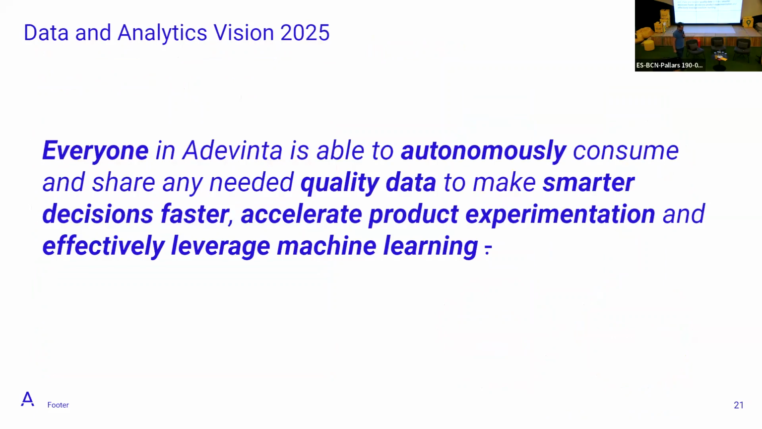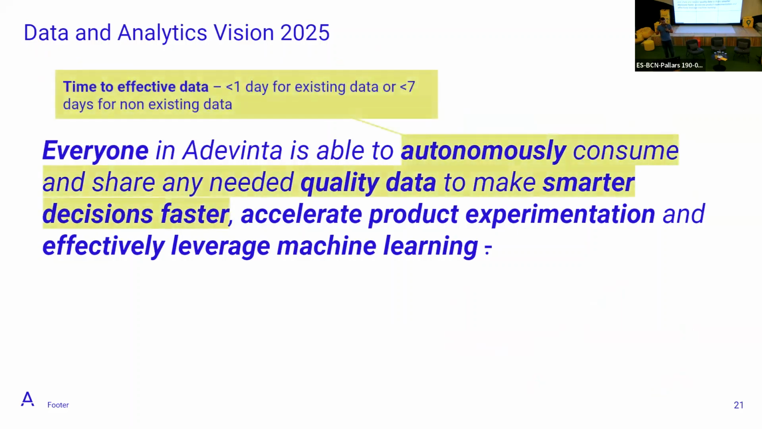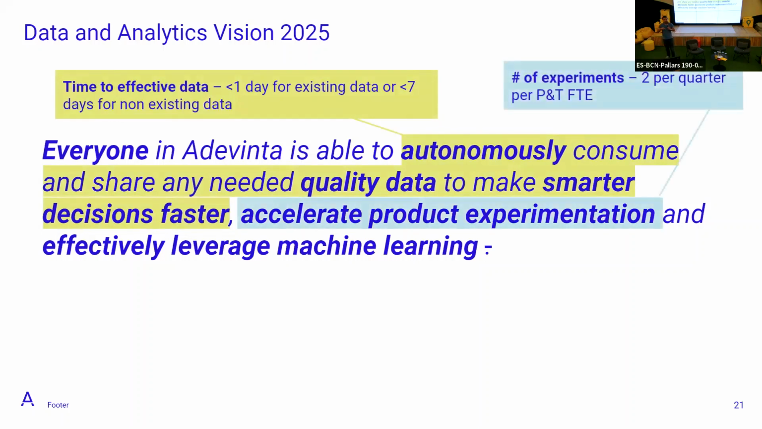So, starting from our vision in data and analytics for 2025. This is not just for Spain, it's for all Adevinta markets. Starting with this statement is where everything moves around: everybody in Adevinta is able to autonomously consume and share any needed quality data to make smarter decisions faster, accelerate product experimentation, and effectively leverage machine learning. What we are expecting is that on the same day, everybody is going to be able to take decisions based on data. And when I say everybody, it's not just the people in data, it's everybody.